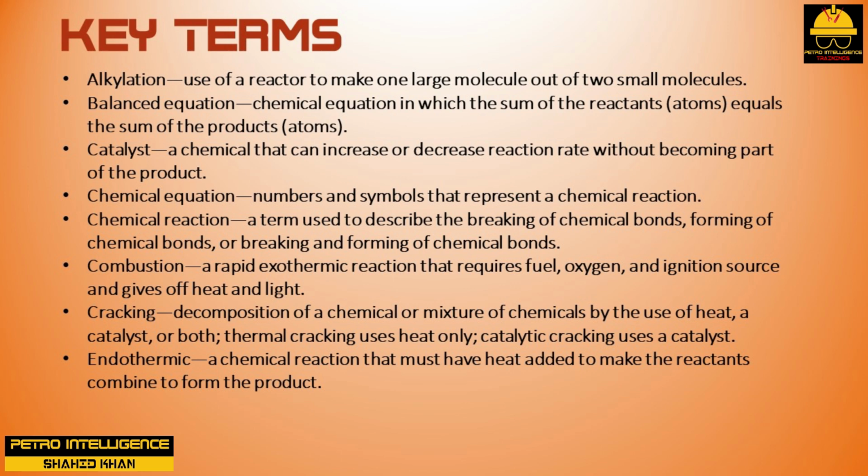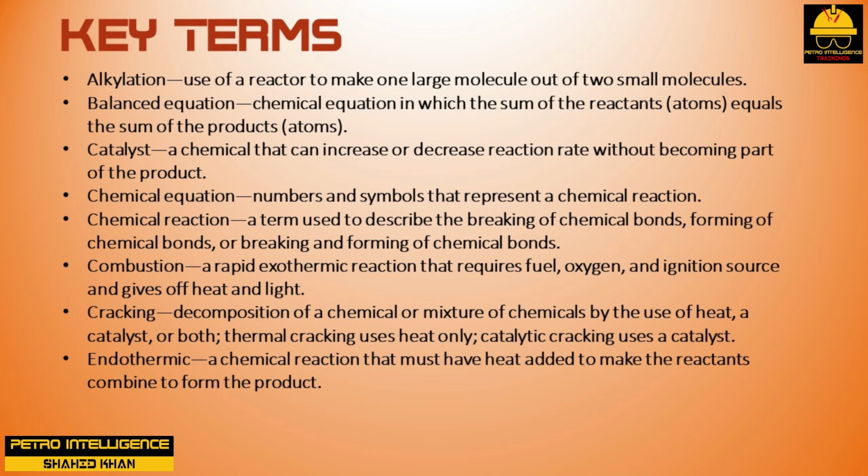Alkylation is use of a reactor to make one large molecule out of two small molecules. Balanced equation is a chemical equation in which the sum of the reactants or atoms equals the sum of the products or atoms. Catalyst is a chemical that can increase or decrease reaction rate without becoming part of the product.